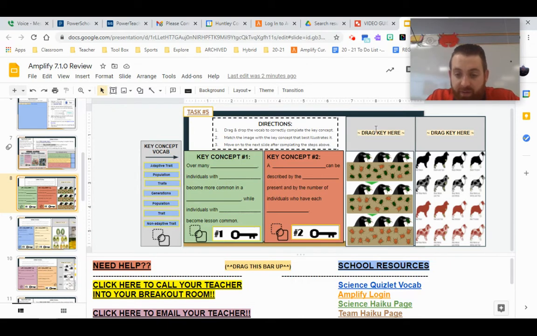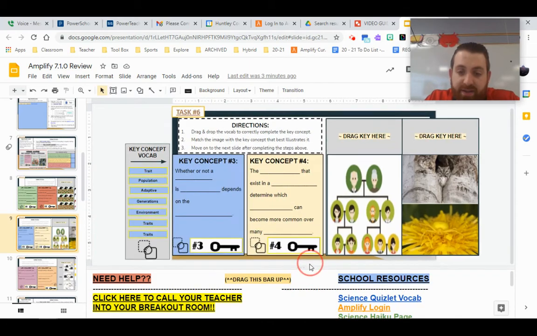Number one goes with the very first one, as we see our birds eating the different bugs, and the bugs that blend in with their background having that adaptive trait versus the ones without the adaptive trait. The green ones are no longer there. Next, a population can be described by the traits present and all of those different individuals who have each of those traits. Well, we have a population of dogs with different colorations, with different spots, some without spots, all of those different traits found within our population. So key number 2 should have been dragged there.